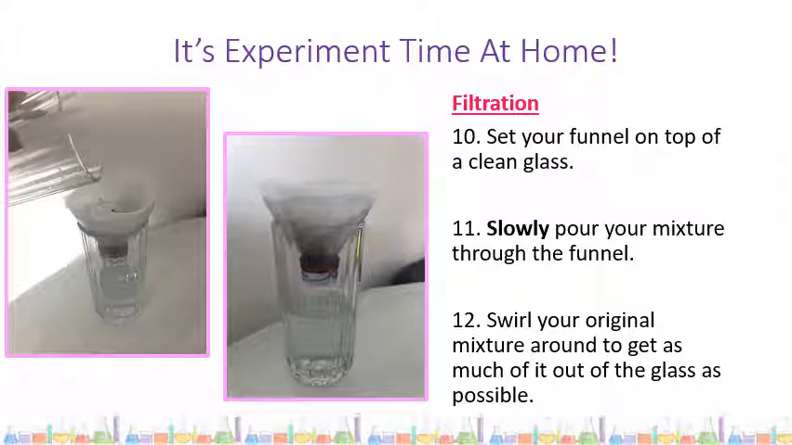So the first real part of the experiment is the filtration. You're going to set up your funnel on top of a clean glass and slowly pour the mixture in through the funnel. You need to do this slowly because you don't want to overload the filter paper, and you don't want it to be so heavy in there that the filter paper rips. If it rips, you need to start again.